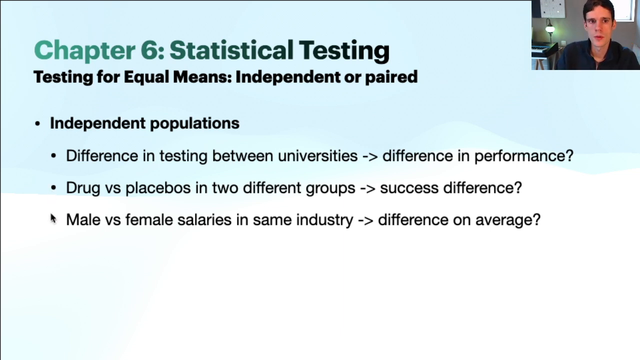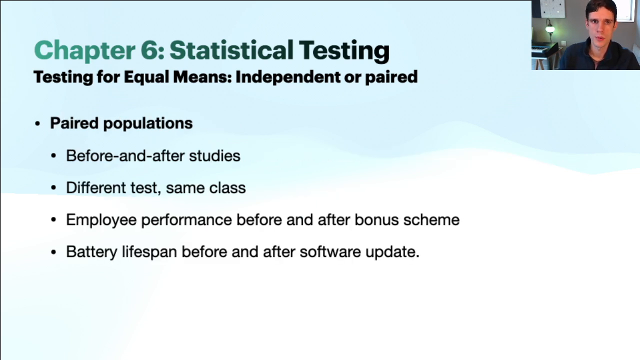The third example is, for instance, looking at the difference in income between males and females in the same industry. Again, two independent samples, because no person can be both a male and a female at the same time. So these two groups are kept separate at all times. And this is what it means to be independent populations. And in the course notes, you will find some more examples.